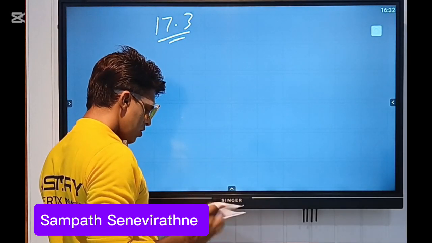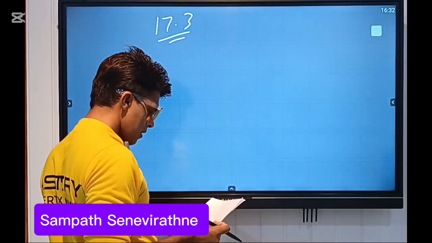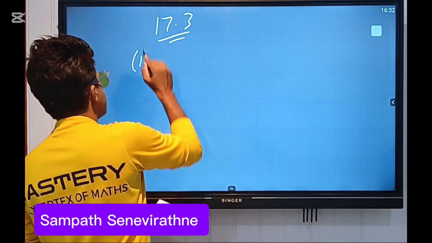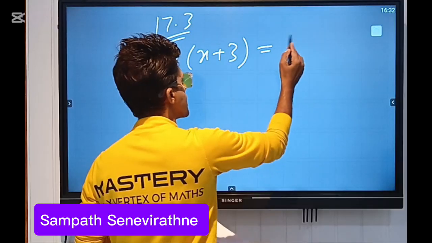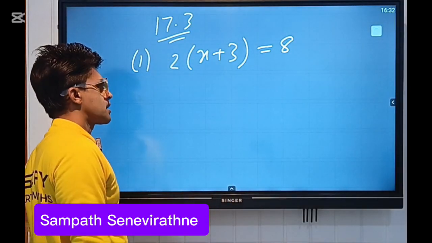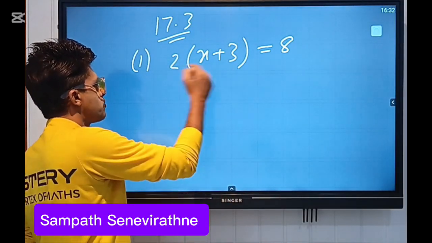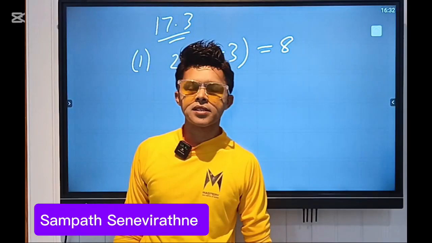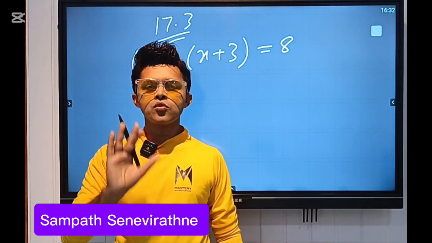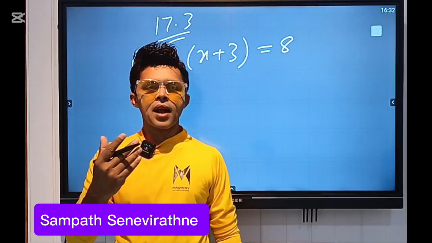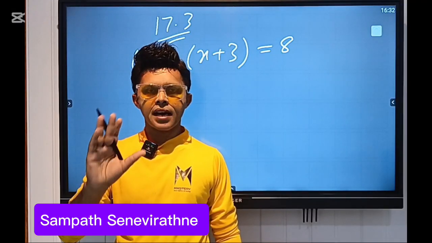I will not be doing all the questions. Anyway, let's do the first question: 2 times (x plus 3) equals 8. Right now you could remove the brackets. Without removing the brackets, you could also divide both sides by 2. But my suggestion is to use this method, then you could do any question. Whenever you see a bracket, you can remove the brackets.